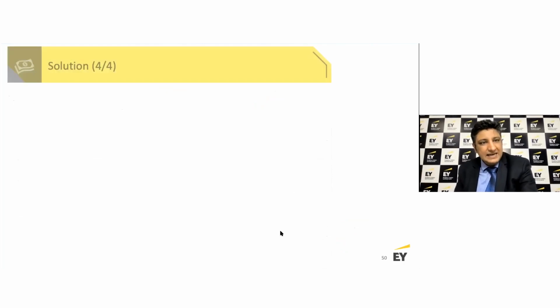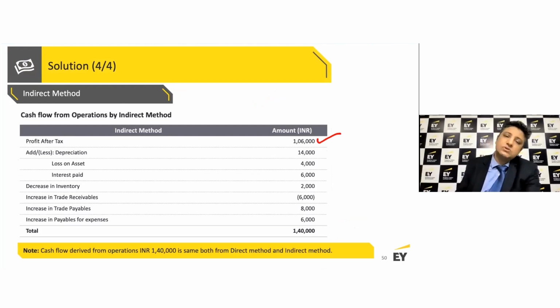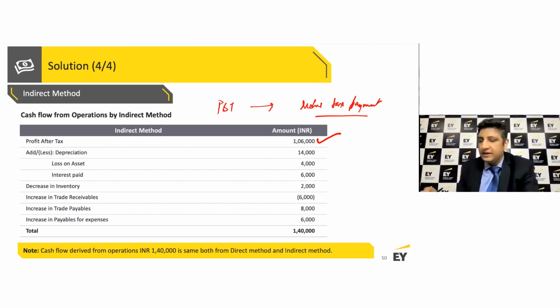If you look at the indirect method, this is where it is. You start with the profit after tax here. You can also start with profit before tax, that's the way we did. It does not make any difference at all. You just need to remember, if you start with PBT, ensure to reduce the tax payment at the end. So we're adding those non-cash items or non-operational items, and any changes in my inventories would come and eventually result in the total amount of 1,40,000 there. All right.